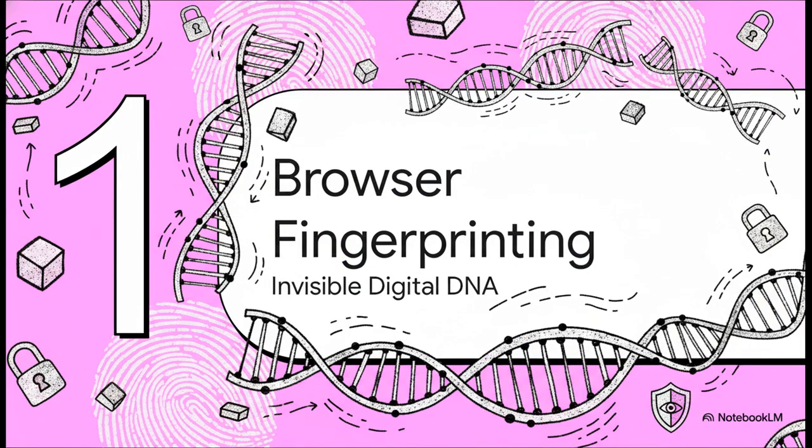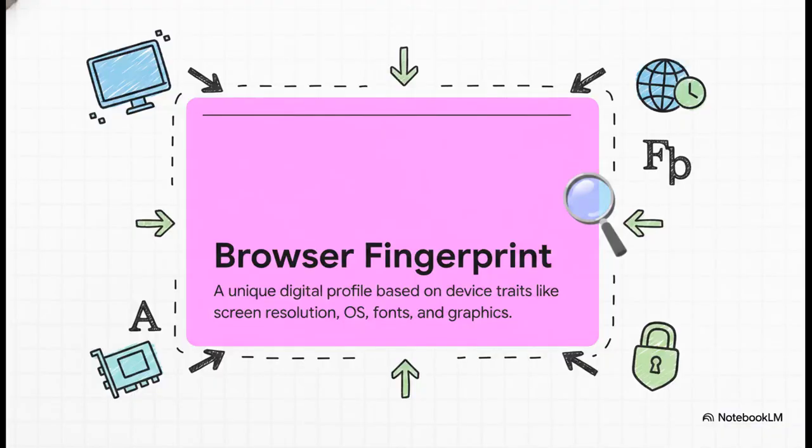All right, let's kick things off with Section 1, the browser fingerprinting problem, or as I like to call it, your invisible digital DNA. Okay, so what exactly is a browser fingerprint? Well, it's a totally unique digital profile, but it's not generated from your physical thumb. It comes from your device's deeply embedded technical traits. Think of it like this. Every single time you hit a website, your browser instantly hands over a massive dossier about you. We're talking your exact screen resolution, your operating system, your time zone, and even your specific graphics card model. It's a lot of data.